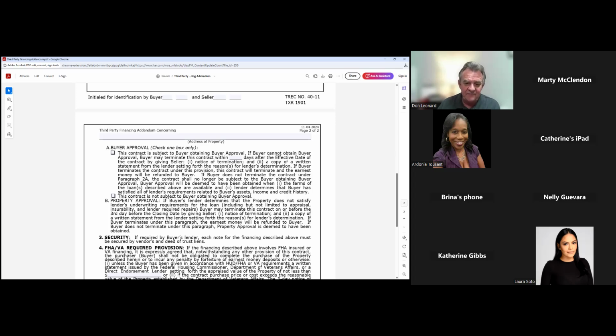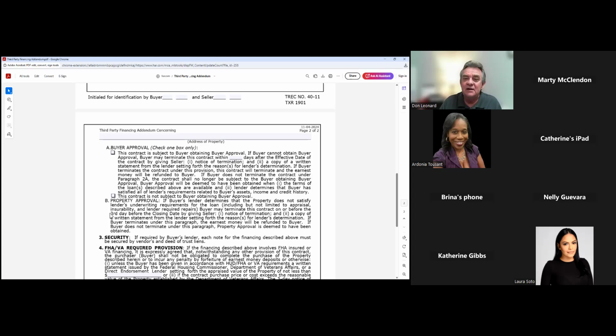But there is a time frame here that if the buyer is going to walk away from any of those things, like it says, appraisal, insurability, lender required repairs, the buyer may terminate this contract on or before the third day before the closing date by giving the seller, one, the notice of termination, and two, a copy of the written statement from the lender setting forth the reason or reasons for the lender's determination. So there is a time frame here.